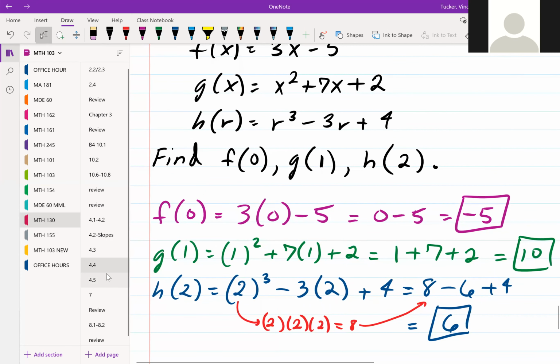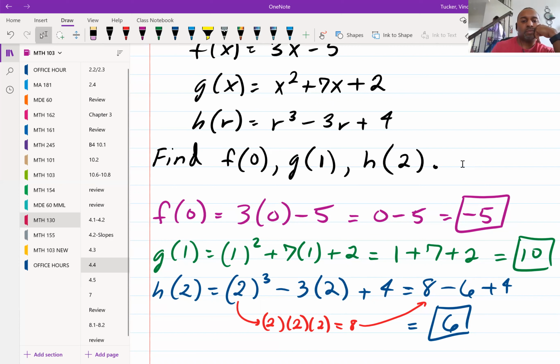So will it ever ask us to graph these, or are we just always finding whatever it asks us to find? Yeah, you just find whatever it asks you to find. The graphing was the previous section. This is all just finding the values. Okay.